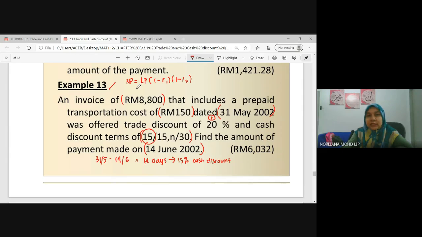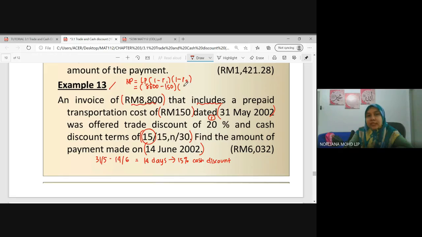So untuk kira ni list price. List price awak kena tolakkan 150 ni daripada yang ni. Ni list price ni dia punya invoice kan? So kena tolakkan. Yang ni tolak RM8,800. Sebab ni dia include. Soalan dia ni include. Kalau dia exclude, tak perlu tolak. So tolak RM150. Ni untuk list price lah kena tolak.